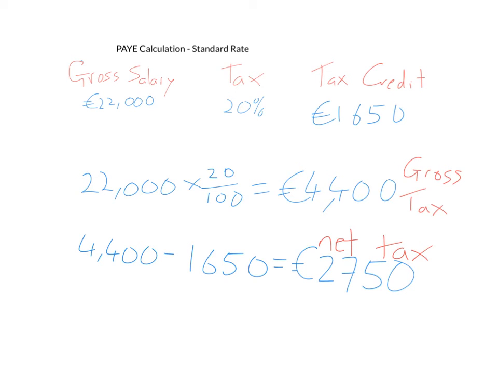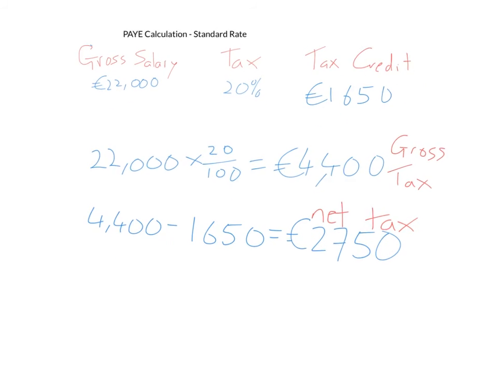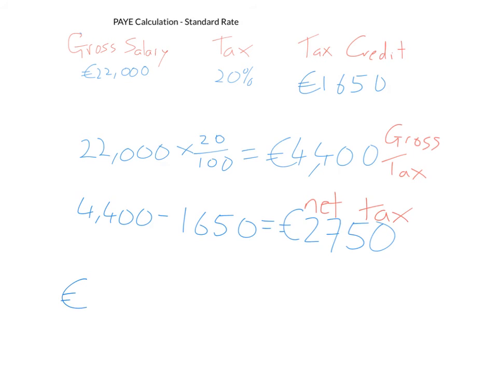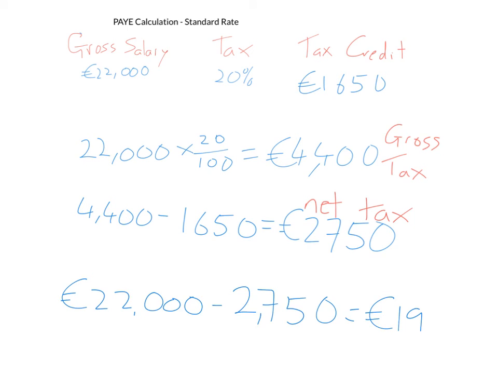Finally, to find this person's total salary, or their net salary they get to take home, we're going to start off with their gross salary, which we said was 22,000 euros. We're going to take away the net tax, or the final amount of tax they have to pay, 2,750. This gives us an answer of 19,250 euros.